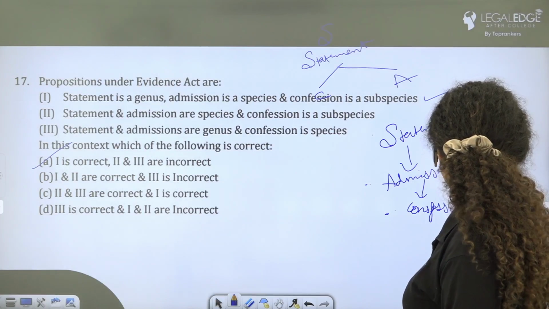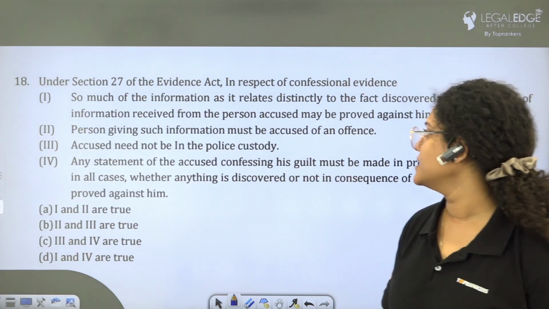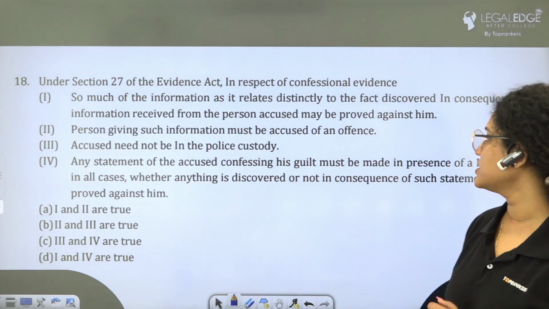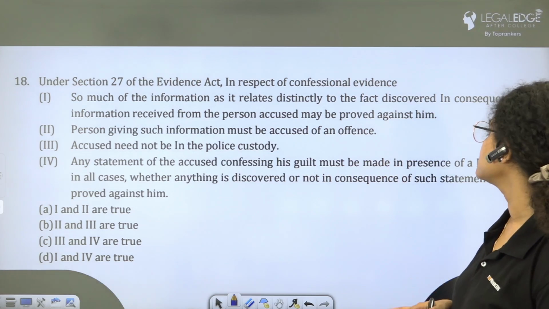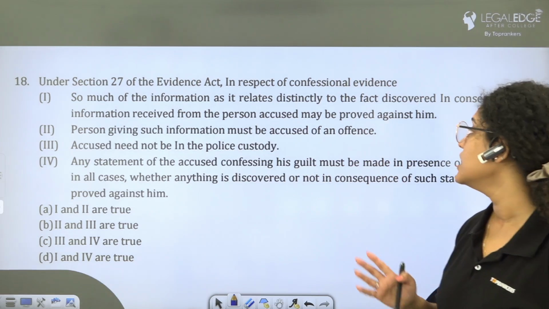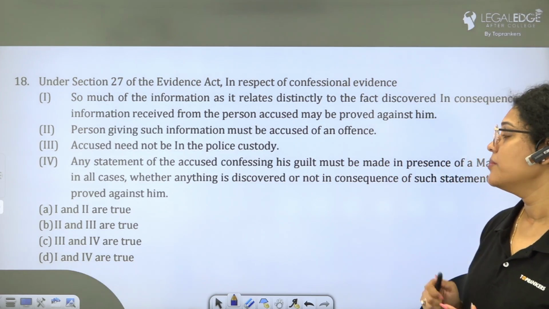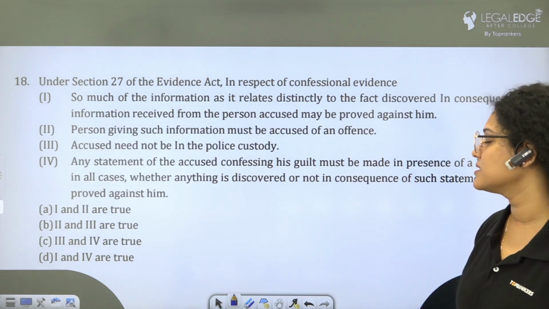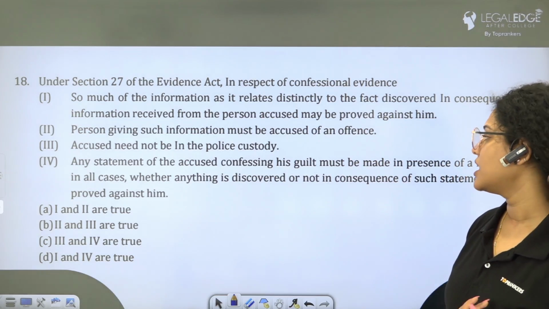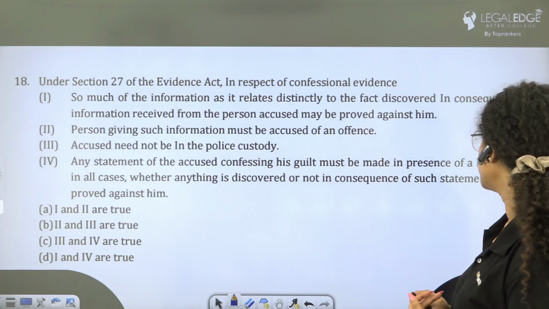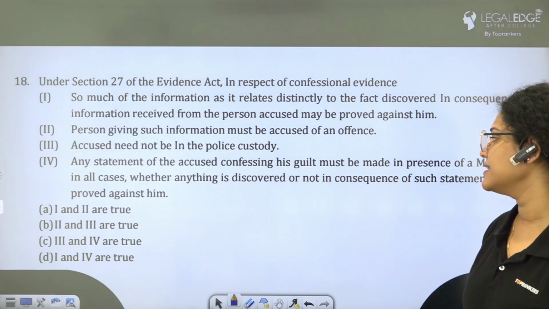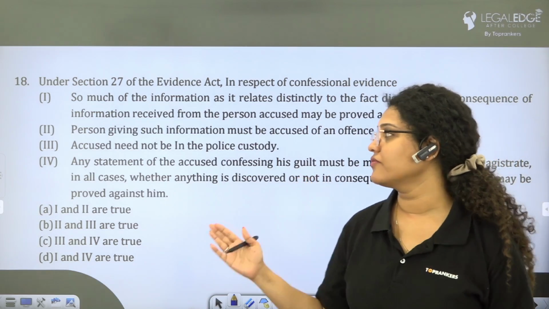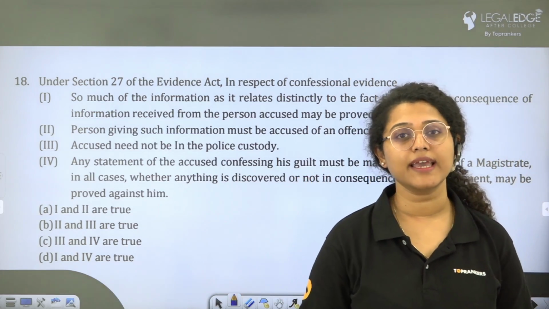Right. Under Section 27 of Evidence Act, in respect of confessional evidence, first, so much of the information as it relates directly to the fact discovered in consequence of information received from the person accused may be proved against him. Second, person giving such information must be accused of an offense. Third, accused need not be in police custody. Four, any statement of the accused confessing his guilt must be made in the presence of a magistrate in all cases, whether anything is discovered or not in consequences of such statement may be proved against him. So out of this, which one is true? इसमें से कौन सा सही है ये बताना है आपको.